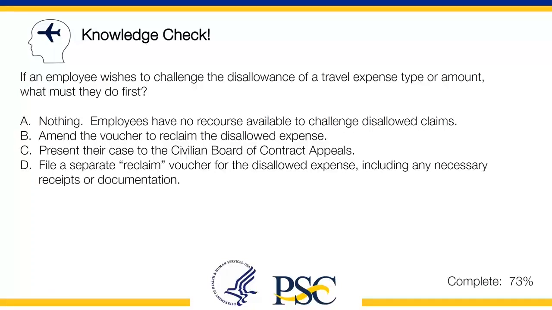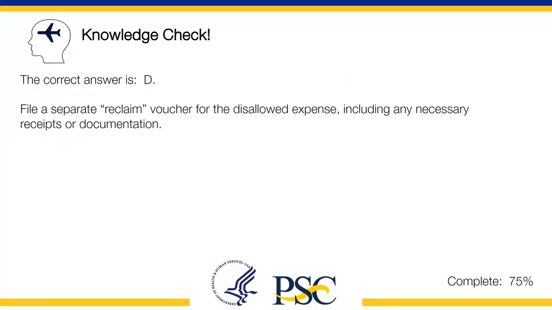B. Amend the voucher to reclaim the disallowed expense. C. Present their case to the Civilian Board of Contract Appeals. D. File a separate reclaimed voucher for the disallowed expense, including any necessary receipts or documentation. Pause the video, consider your response, and then resume to learn the answer. The correct answer is D. File a separate reclaimed voucher for the disallowed expense, including any necessary receipts or documentation.